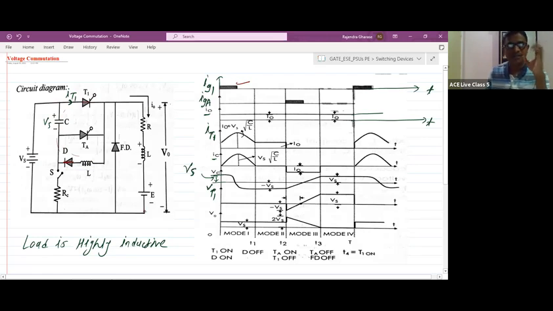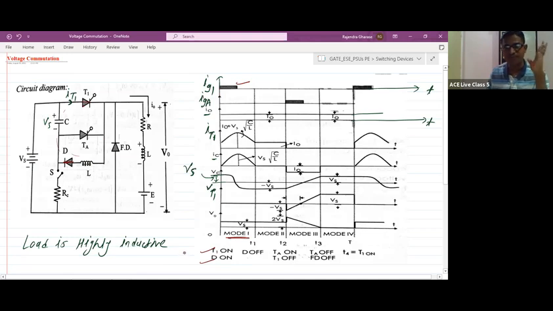So now let us discuss, can we draw the equivalent circuit during this mode 1? Mode 1 means what? T1 is in an on state, diode D is in an on state. The diode D is on because the voltage across the capacitor will be a forward voltage for the diode D. So our diode D will be in the conduction mode. At the same time, the gate pulse is applied to thyristor T1, so thyristor T1 is also in the on state.